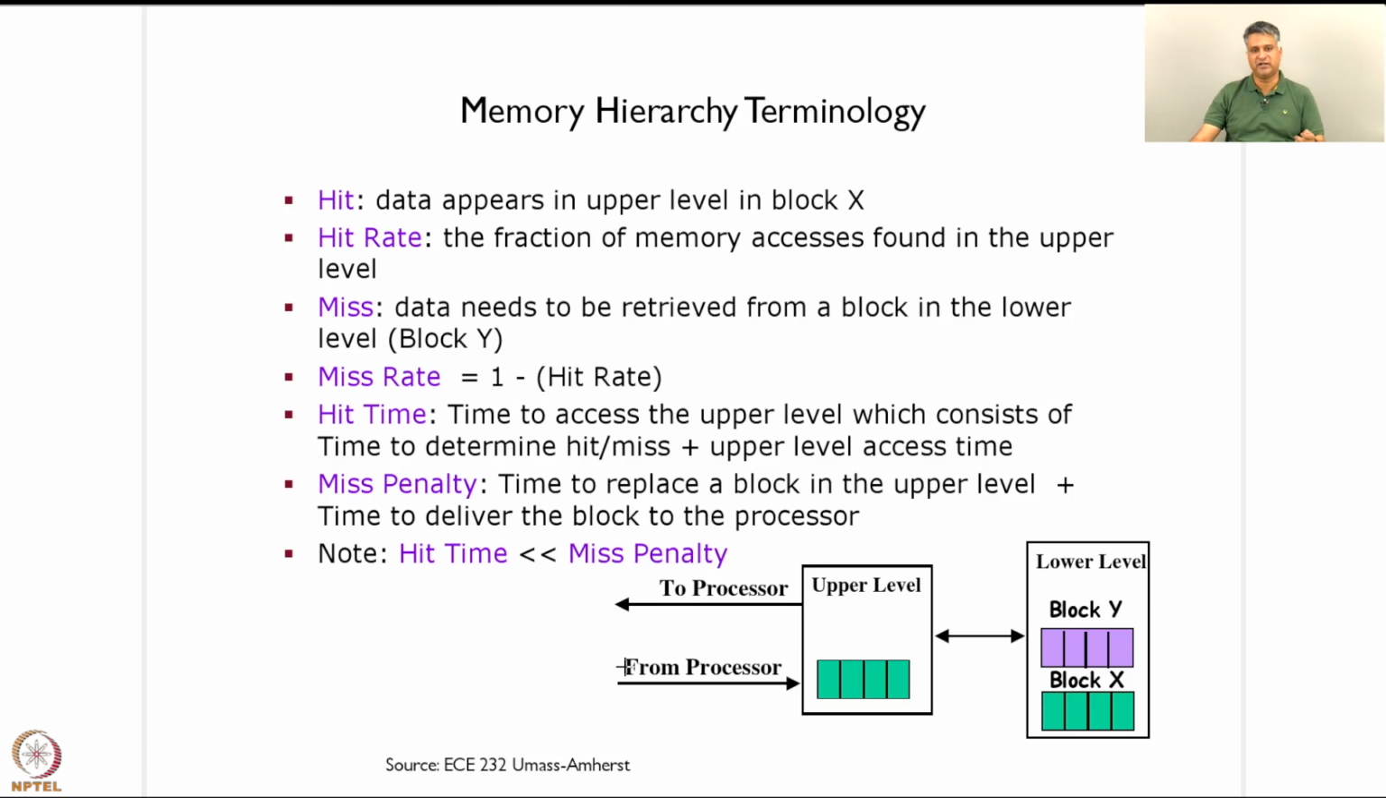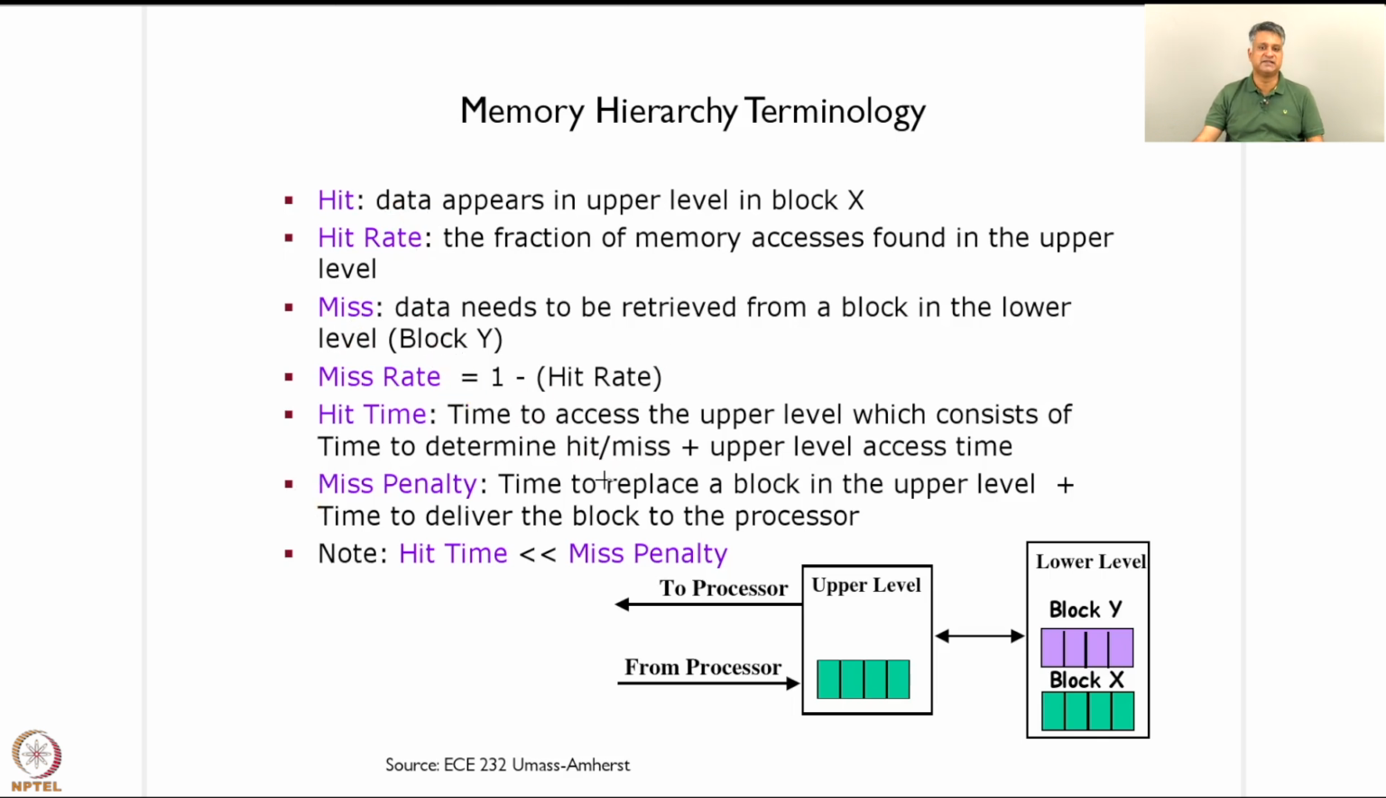Whenever I request data, and if it appears in the uppermost level, or the level closest to the CPU, in the block X, it's called a hit. Now, obviously all requests will not be a hit. There is a certain hit rate, the fraction of memory accesses which are found in the uppermost level. Now, if you do not get a hit, you have a miss. So this is the amount of data that needs to be retrieved from a block which is in the lower level. So the miss rate is essentially 1 minus the hit rate.